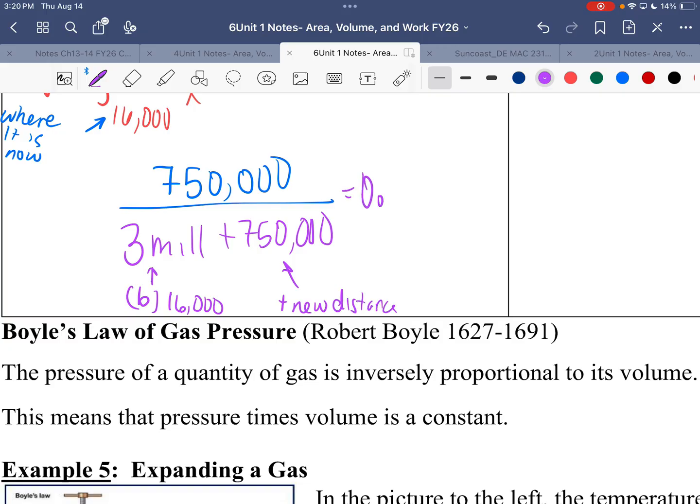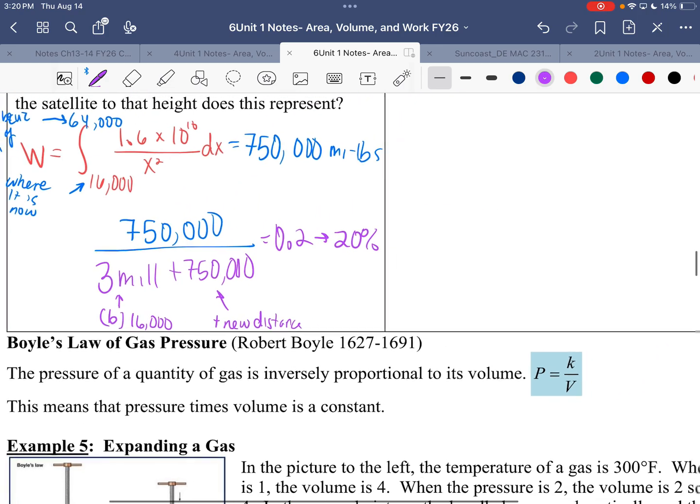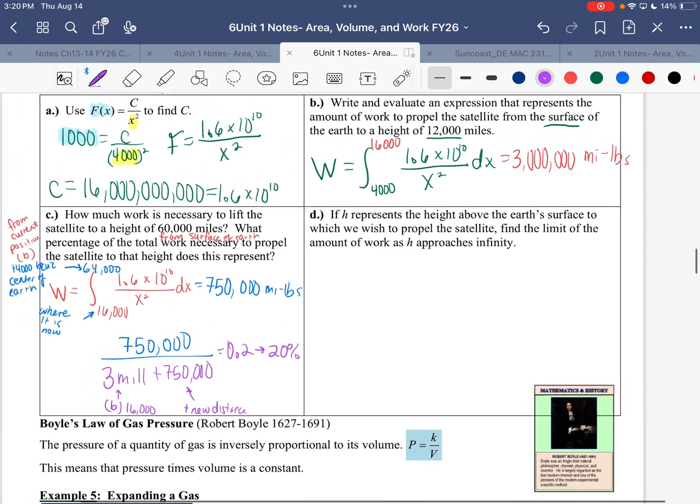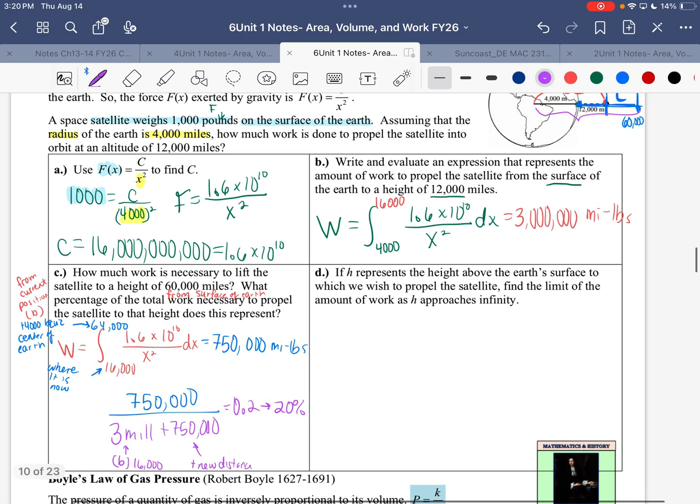Fun fact, this gets you to 0.2, which would be 20% of the work. So most of the work to get the satellite to go into space, 80% of the work happened in the first 12,000 miles from the center of the Earth. 20% of the work happened in that last 48,000 miles.